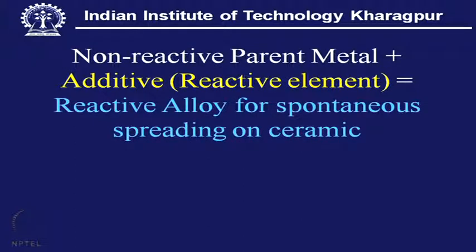this way we can present that if we have a non-reactive parent material and one additive which should be a reactive element, then this parent metal which is passive plus this reactive element form a solution. So, in this case we may consider that the passive metal is actually a solvent, and this additive, which must be a reactive element and which goes into the solution, is the solute. So, we get a solution.